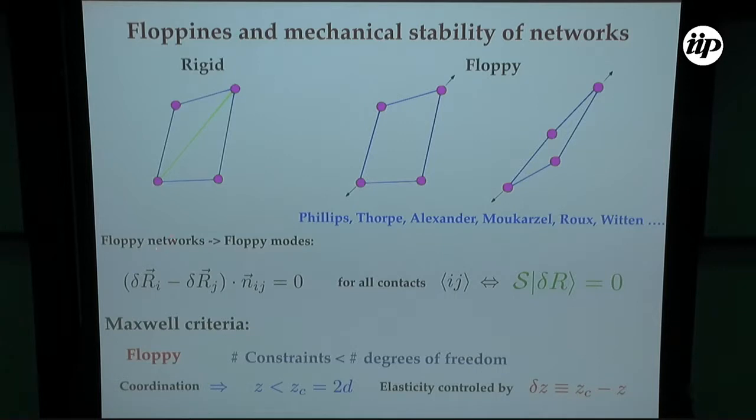A floppy network then means that we have some way to deform our system without changing the length between these two different nodes connected by a rigid rod. That can be written just in terms of the displacement of each of these nodes times the normal vector, that is, the projection over this distance, so that means the distance is not changing. And that can be written as just some linear equation.